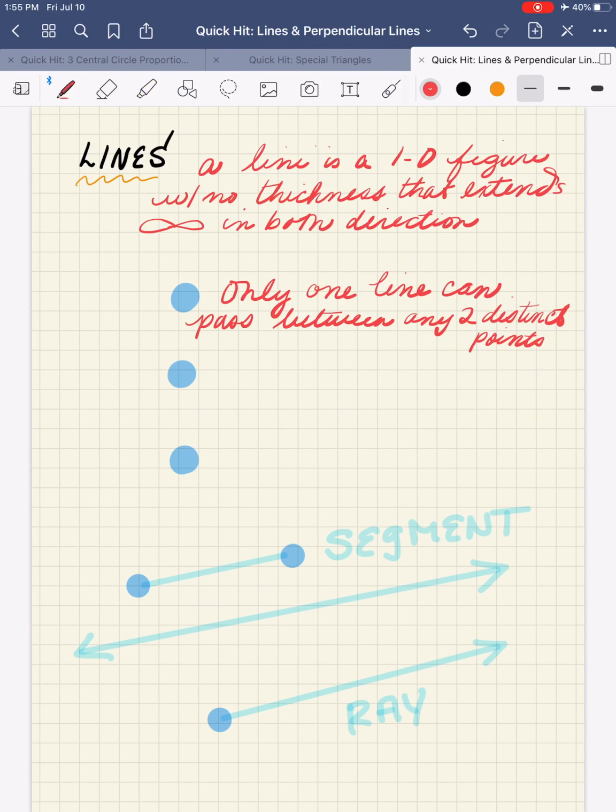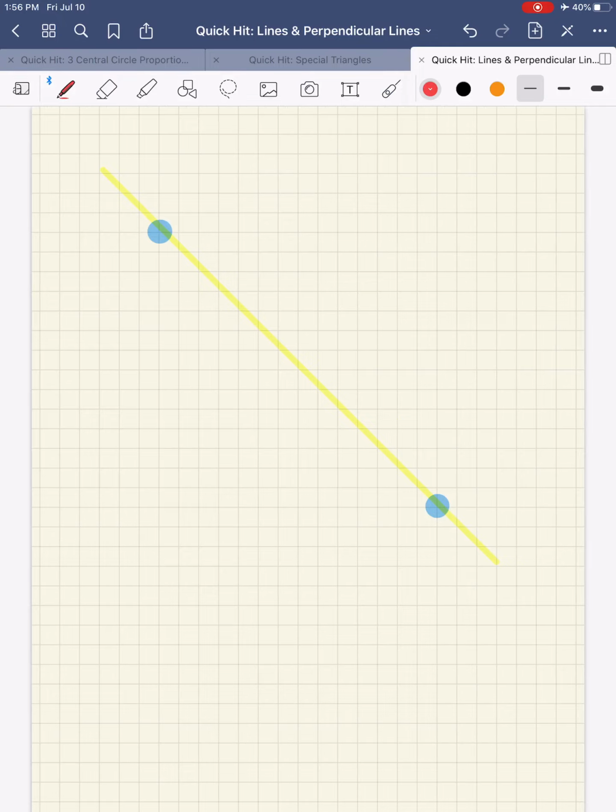The second characteristic of lines is that two lines intersect at most at one point. A clear way of saying that is if two lines are going to intersect, they're only going to intersect at one place. Again, we can look at this example.